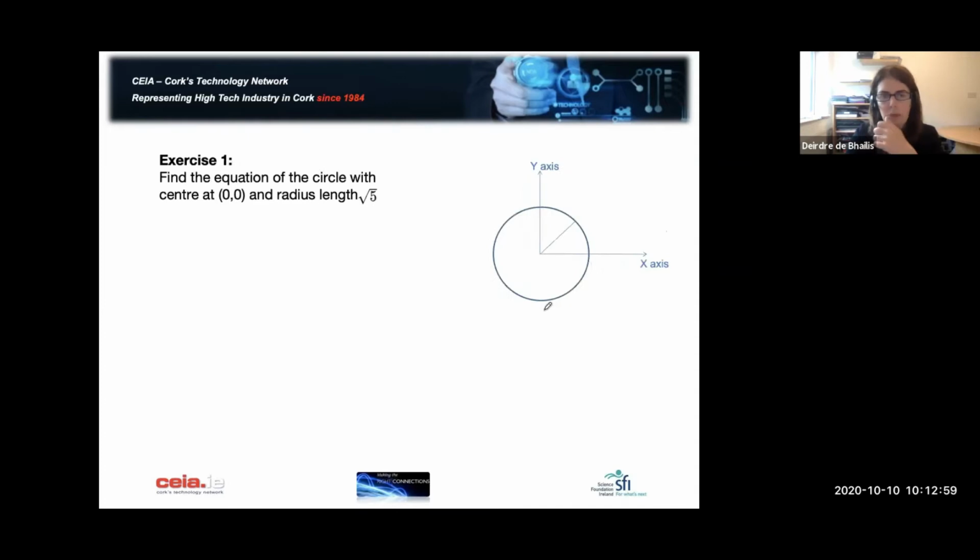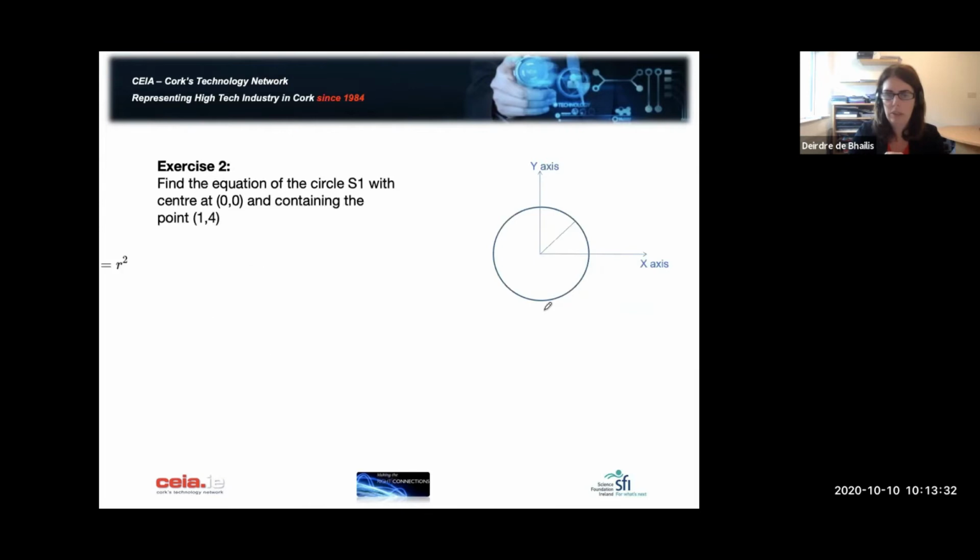So exercise 1, find the equation of the circle with center at 0, 0 and radius length 5. So what that means is we can apply the special case, which is just x squared plus y squared is equal to r squared. Applying that special case, we simply need to insert the square root of 5 in place of r in the equation. And that gives us the equation of the circle as x squared plus y squared is equal to 5.